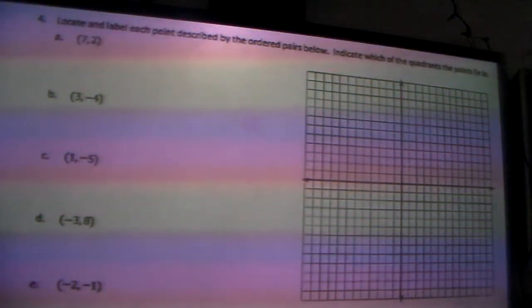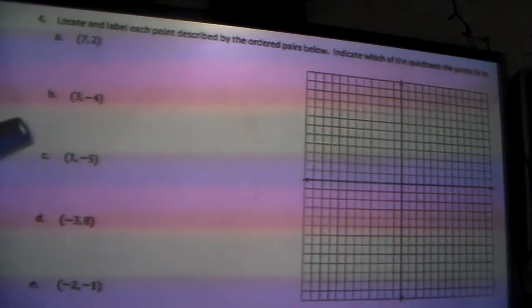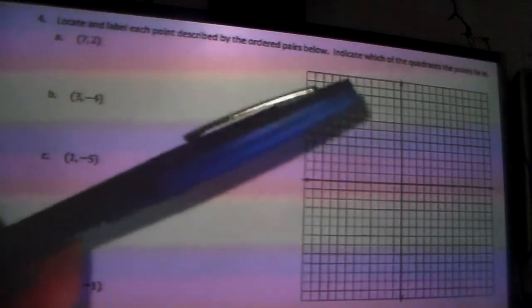It says, locate and label each point described by the ordered pairs below. Indicate which of the quadrants the points lie in. So you're going to take these points, as you can see on the left side of the page, and you're going to plot each of them on the coordinate plane and then name which quadrant the points are in.